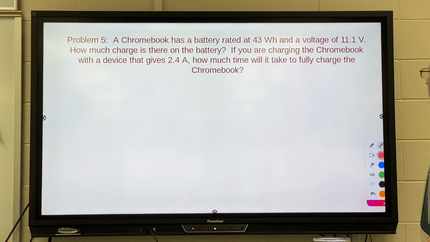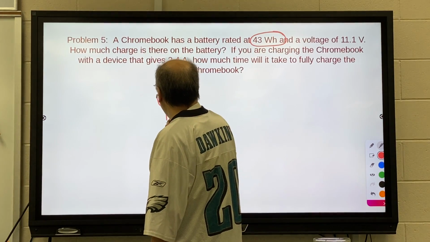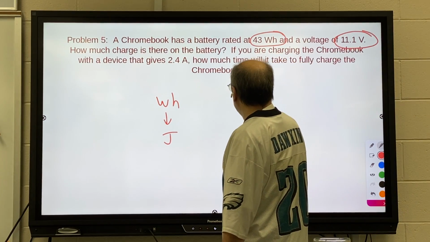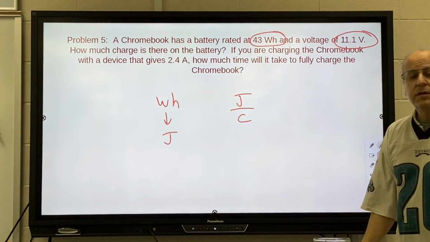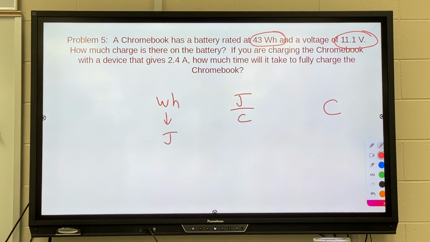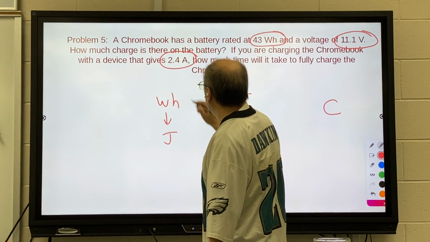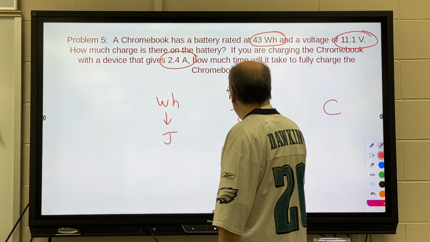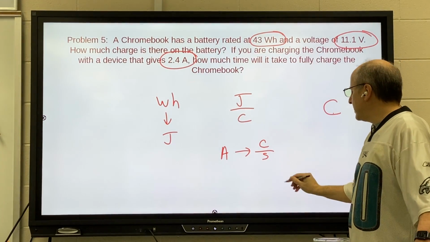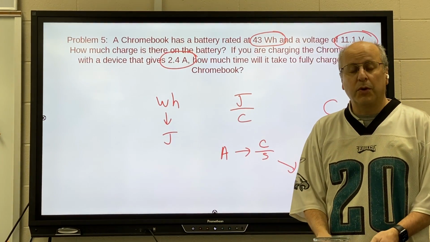Finally, we're going to do one with a Chromebook. So it tells you the watt hours of the Chromebook. Watt hours, you turn into joules. Voltage, joules per coulomb. So you should be able to figure out how many coulombs are on your battery using some factor label. We're charging our Chromebook with a charger of 2.4 amps. Turn the amps into coulombs per second, and you should be able to turn the coulombs into seconds, which you could then turn into minutes or hours, whichever one seems more appropriate.